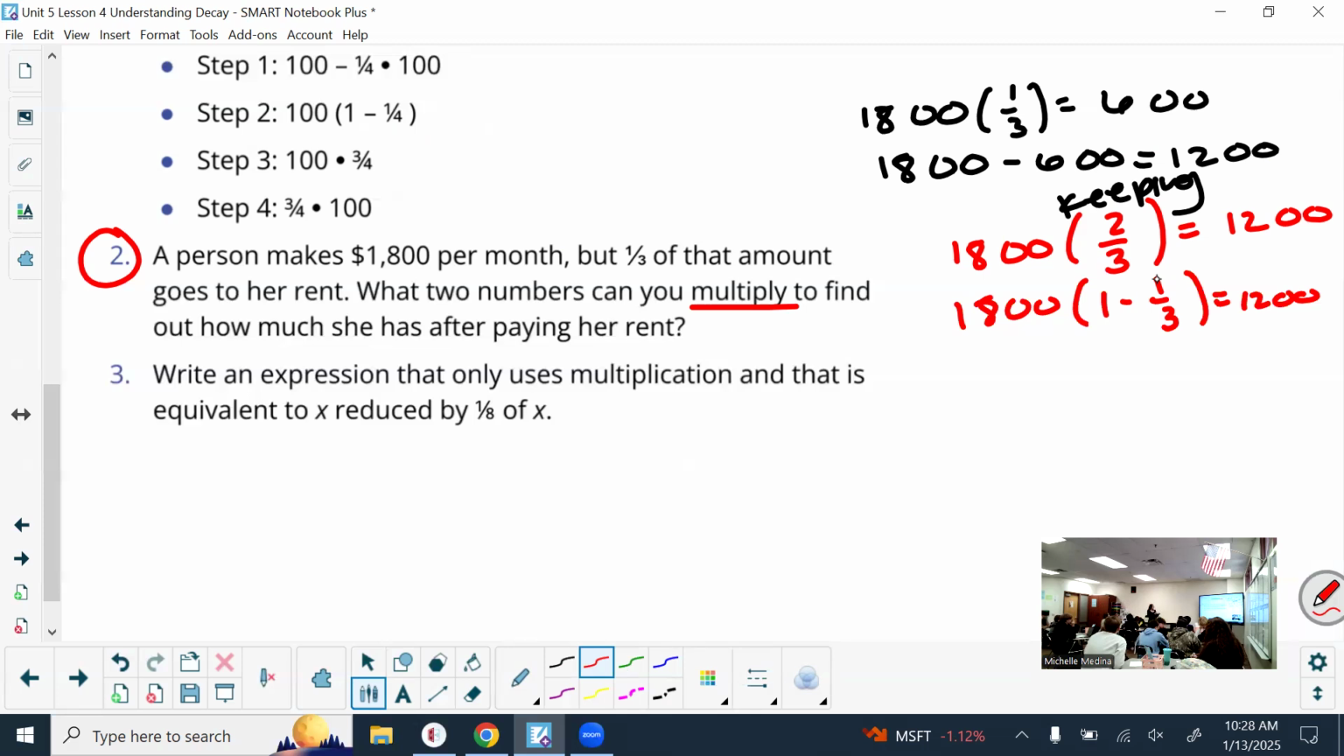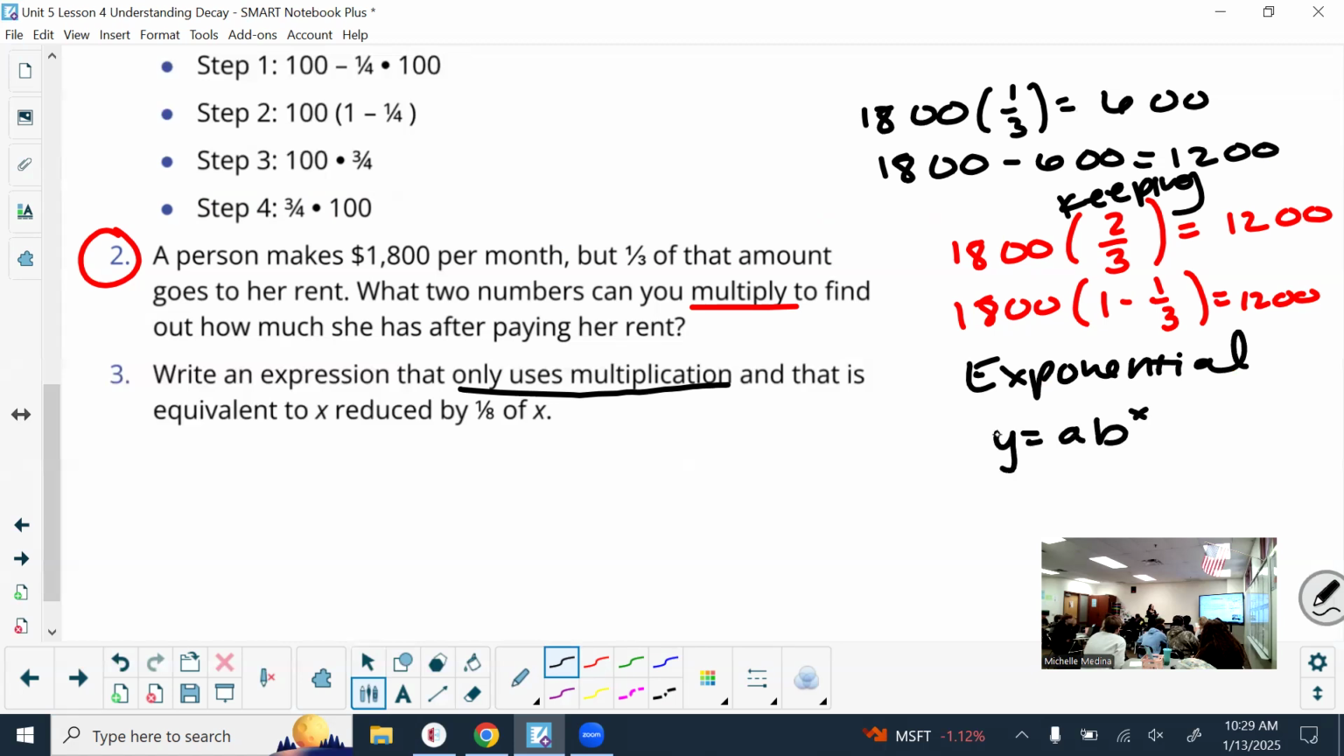Okay, so then this one, which I did ask you to try, but we'll see if anyone got it right. You're supposed to write an expression that only uses multiplication. Just keep in mind our exponential functions that we talked about Friday, that equation I gave you. And we even write it over here so that you have it. A times b to the x, or t rather. I prefer using t so that you remember that the exponent is per time, right?